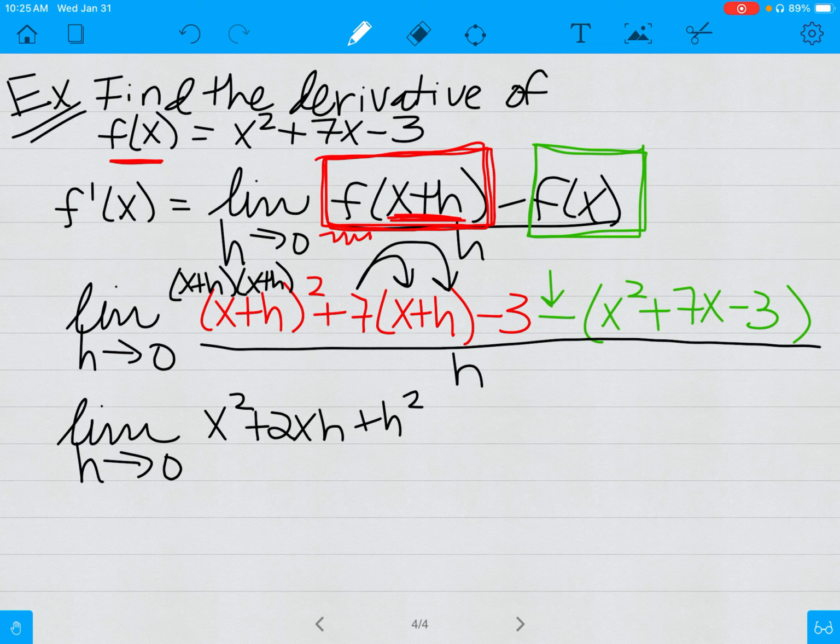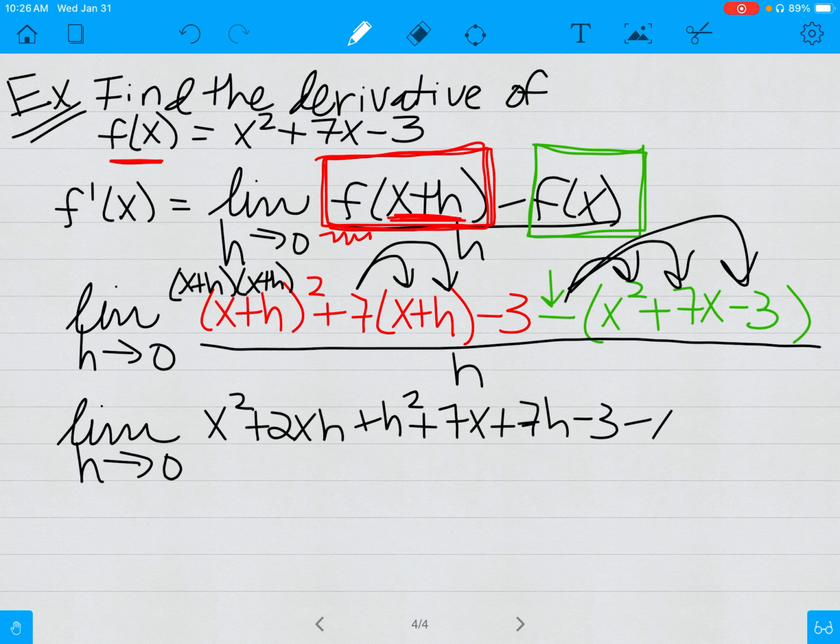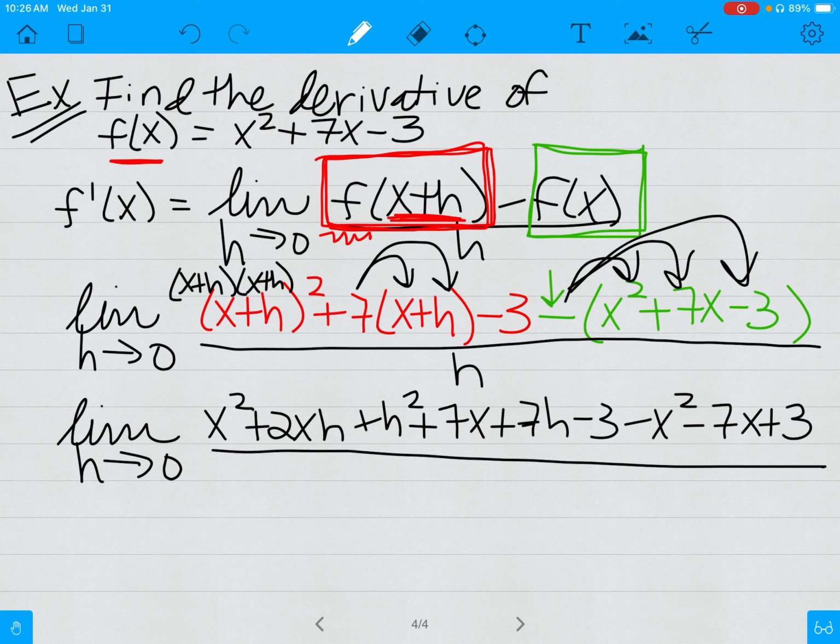Then we're going to distribute the 7 to the x plus h. So we'll have plus 7x plus 7h. And then we had a minus 3 that just hangs out. And then this negative in between the f of x plus h and the f of x, that's got to distribute through here as well. So then we'll end up with minus x squared minus 7x plus 3 all over h.